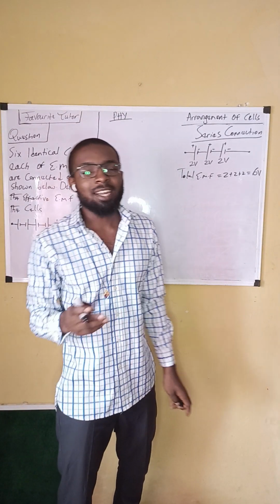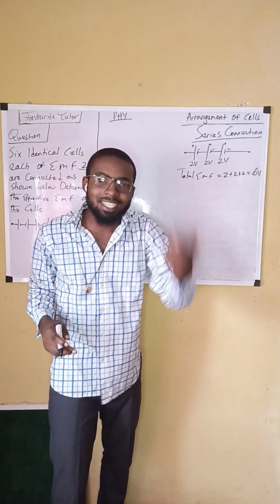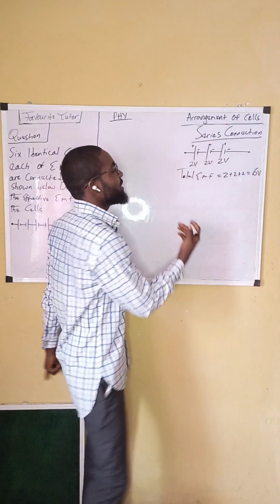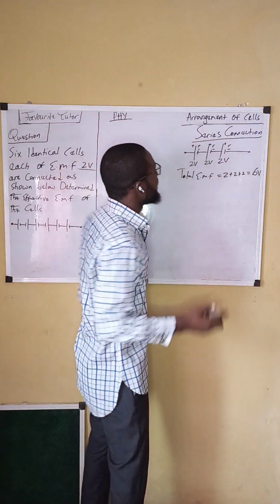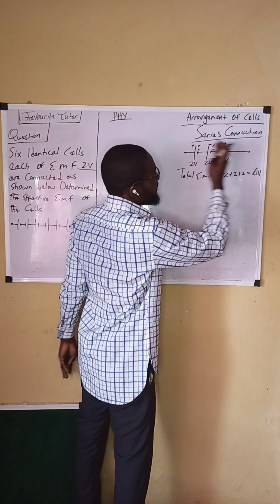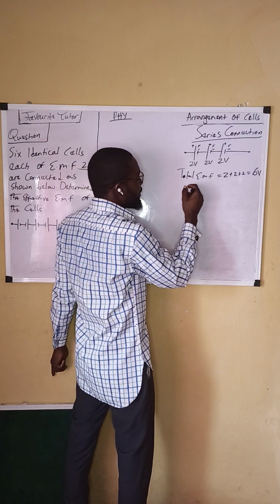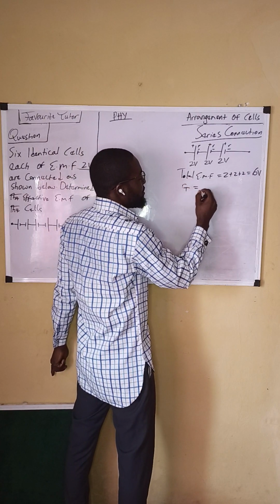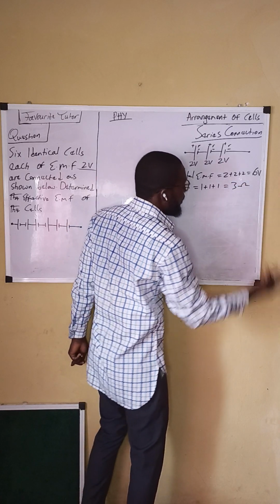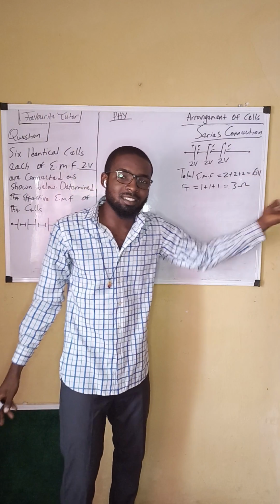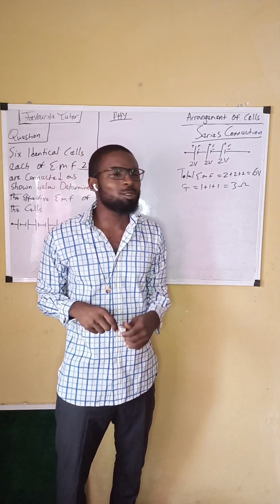Another thing is that the internal resistance of the cell also increases. For example, let's say the internal resistance is 1. Because the cells are identical, all of them will take an internal resistance of 1 each. So therefore, the total internal resistance will be 1 plus 1 plus 1, which is equal to 3 ohms. The voltage increases, the internal resistance also increases.